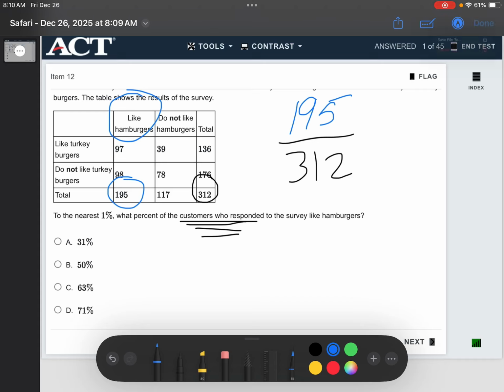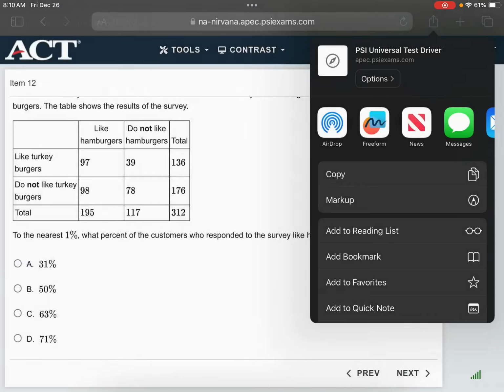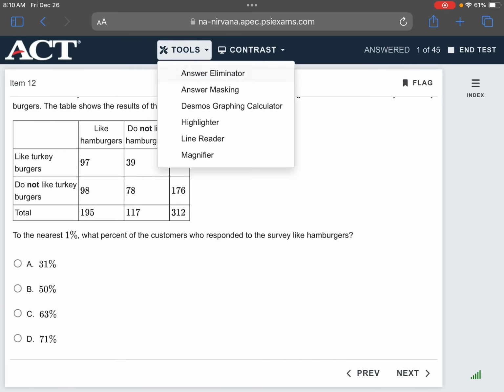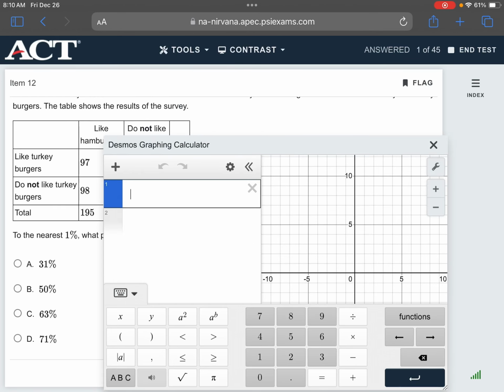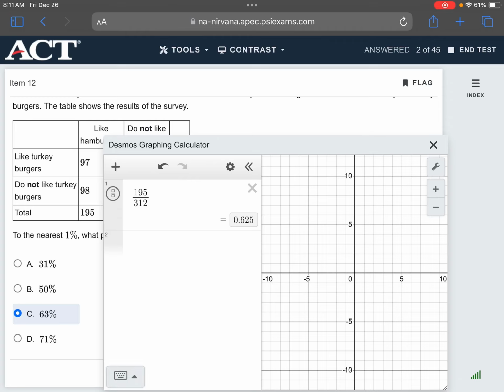Again, we have our Desmos graphing calculator, so we're going to be able to use that here to find that calculation. What did we say? We said 195 divided by 312. So again, not really a hack or anything like that with Desmos, just using it as our calculator. I guess the other piece for this, that it gives us 62.5, is understanding that if I turn that to a percentage, it's going to be 62.5%. And then again, we're rounding because it says to the nearest 1%. So we're going to round that up to 63%.